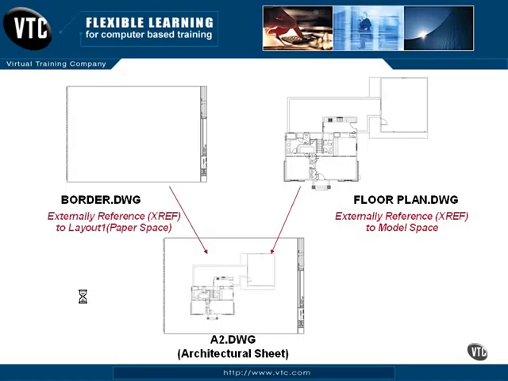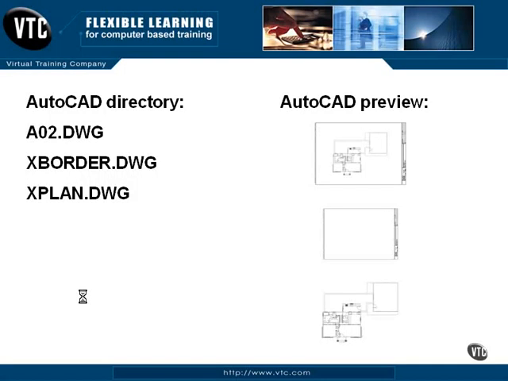I will be taking the border and I will be externally referencing that to layout 1 of the A2 drawing file. Layout 1 and paper space are synonymous. In my AutoCAD directory, I will have my A2 drawing file listed. The preview will show the images of the border and the floor plan combined.